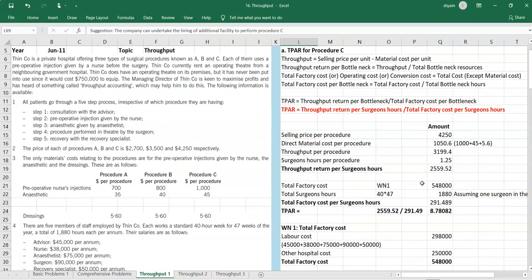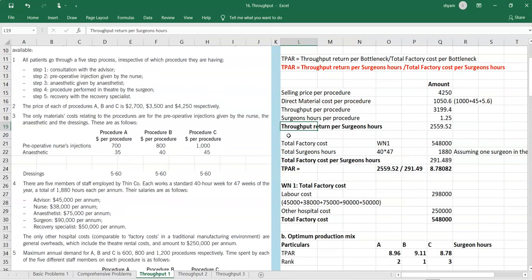So first we started with finding out TPAR for procedure C. We have to find out first the selling price per procedure, then the direct material cost per procedure, then we'll get the throughput per procedure, and we have to find out TPAR. So we have to find out the surgeon hours per procedure. Okay, so we finally ended up with throughput return per surgeon hour.